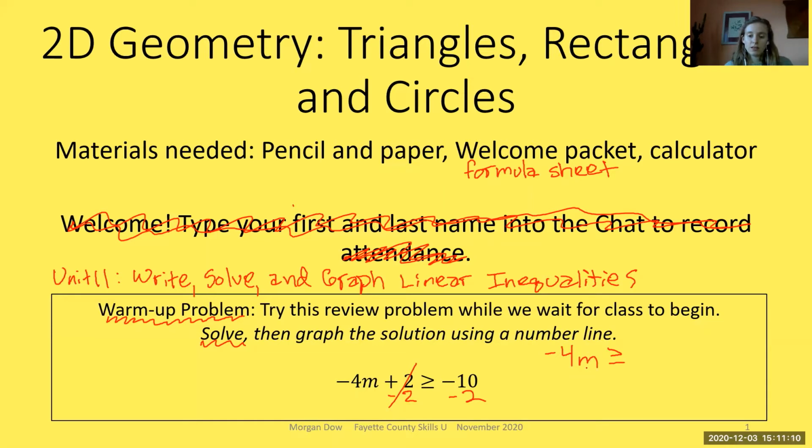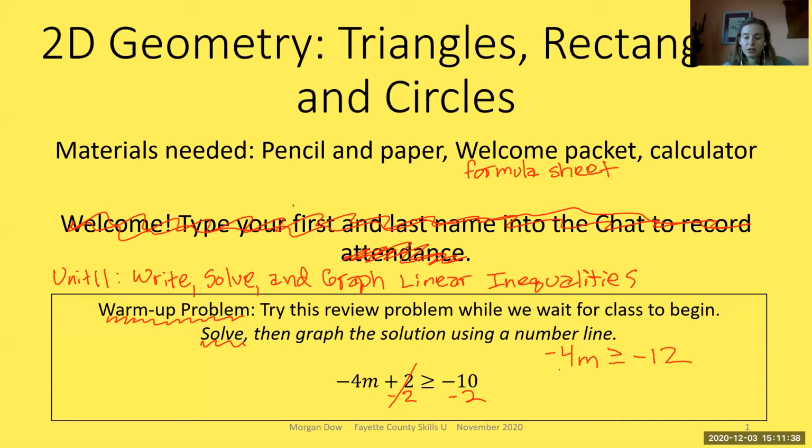And so on the left side now, we're left with negative 4m is greater than or equal to, and then over on the right side, we have negative 10 minus 2. So negative 10 minus 2 will give us negative 12. So we're getting closer to our goal of getting that m by itself. We have one more step, which is to cancel out that multiplication with negative 4.